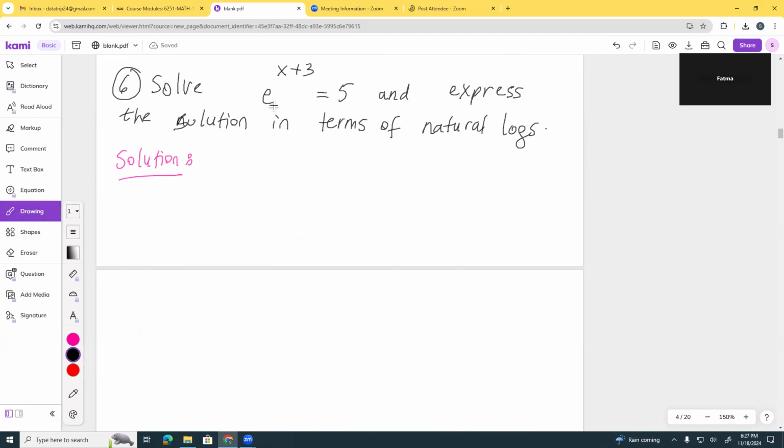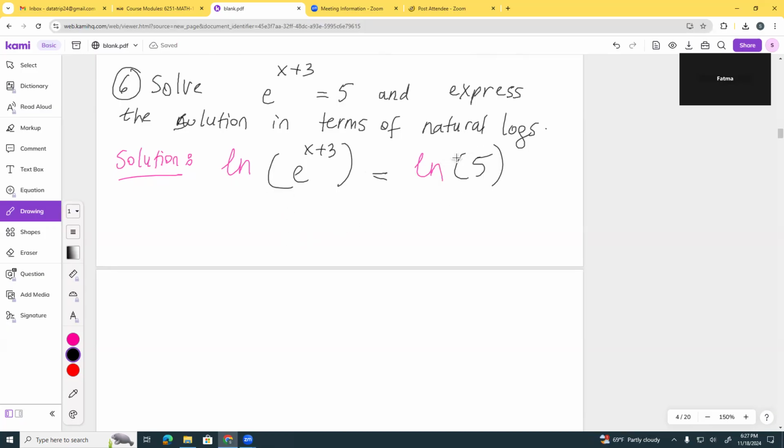Okay. When an exponential equation cannot be expressed with a common base, like in this case, e is a special number in math. We talked about this before. It's like a 2.72 value, and this is 5. There is no way I can get them into common base numbers. So what we're going to do is take the ln of each side. So we're going to take the ln of the first side. So I need ln of e to the power of x plus 3. And then I also need to take the ln of 5. So this is step number 1. We're going to take the ln of each side.